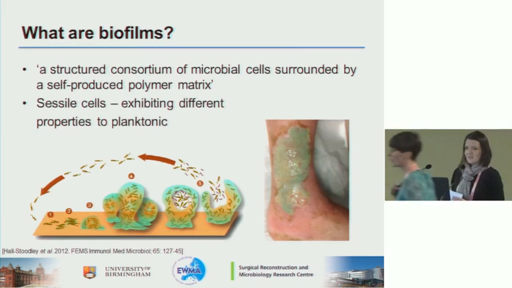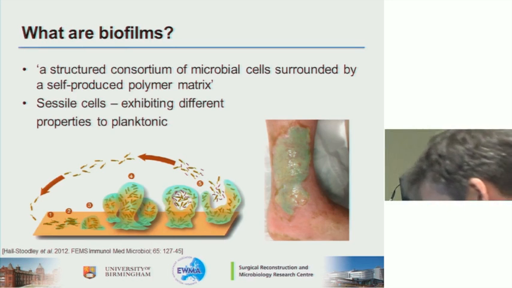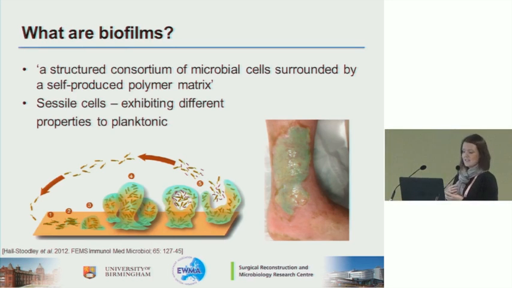So what are biofilms? The definition of a biofilm is a structured consortium of microbial cells that are surrounded by a self-produced polymer matrix. What this basically means is that instead of the bacteria surviving as just single-celled organisms on their own, they grow together in this community. On the right-hand side, you can see this infected ankle with this horrible green slimy biofilm that has grown on top of the wound.